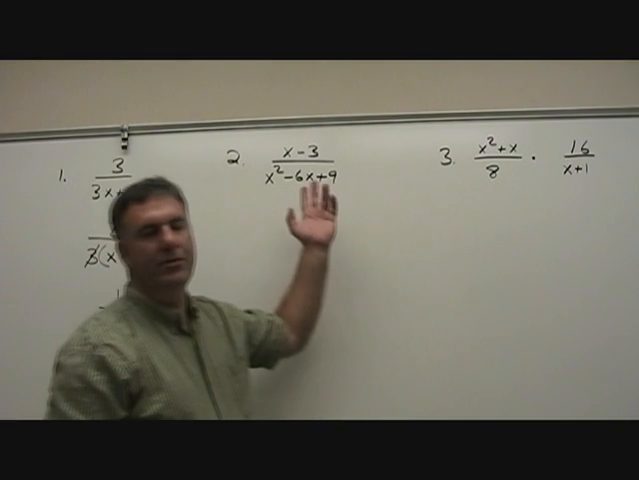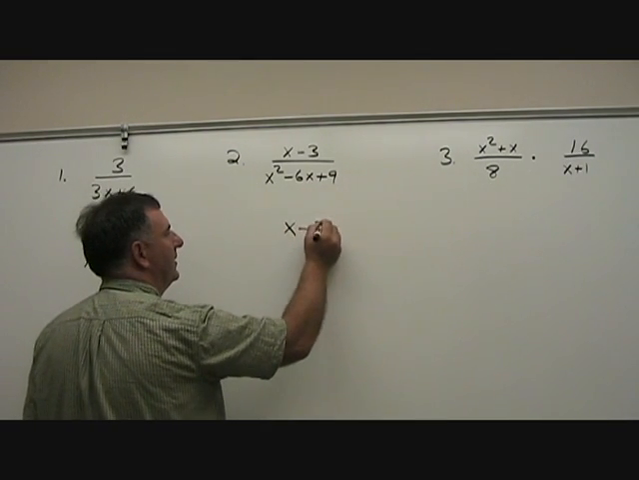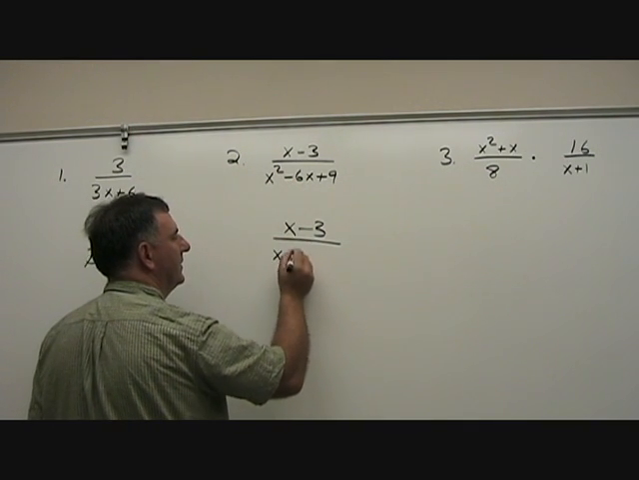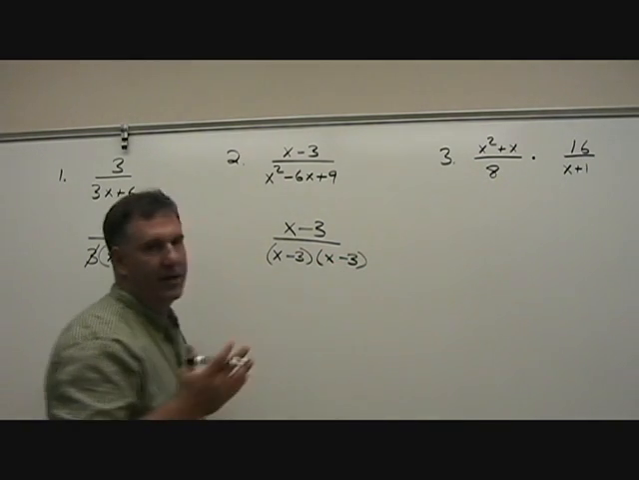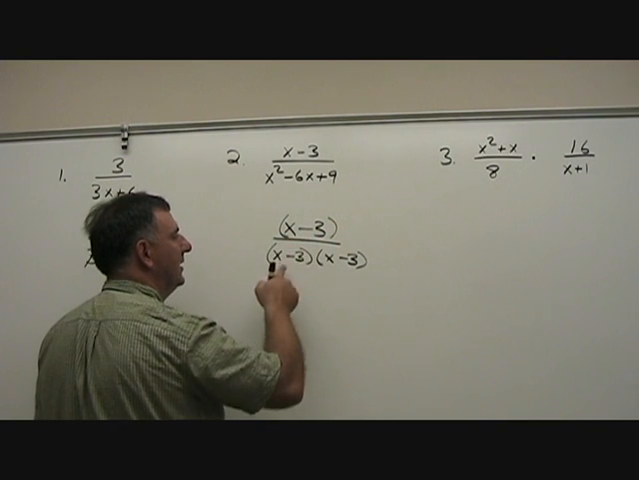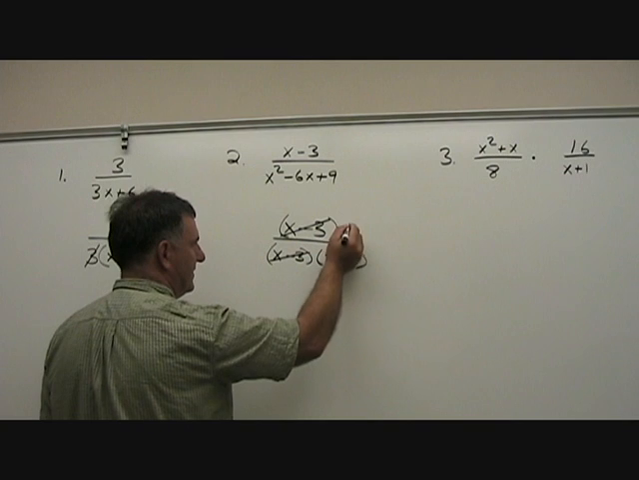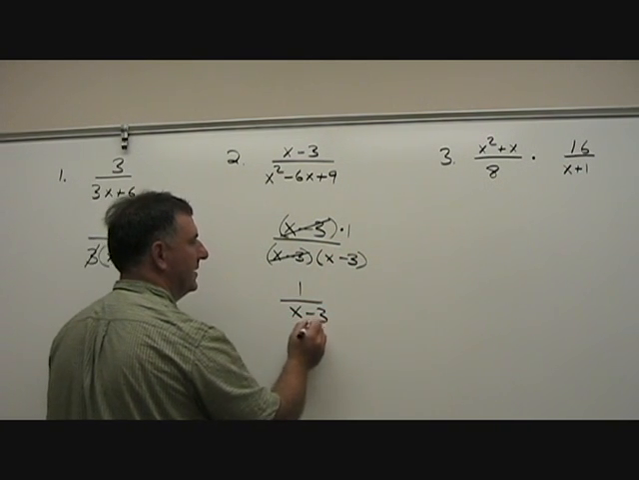For problem number 2, you need to factor the denominator first. We'll write down the numerator, x minus 3, and factor the denominator, x minus 3 times x minus 3. Just to be clear, I'm going to put parentheses around x minus 3. X minus 3 over x minus 3, that will cancel out. You still have this understood 1 here, so your answer is 1 over x minus 3.